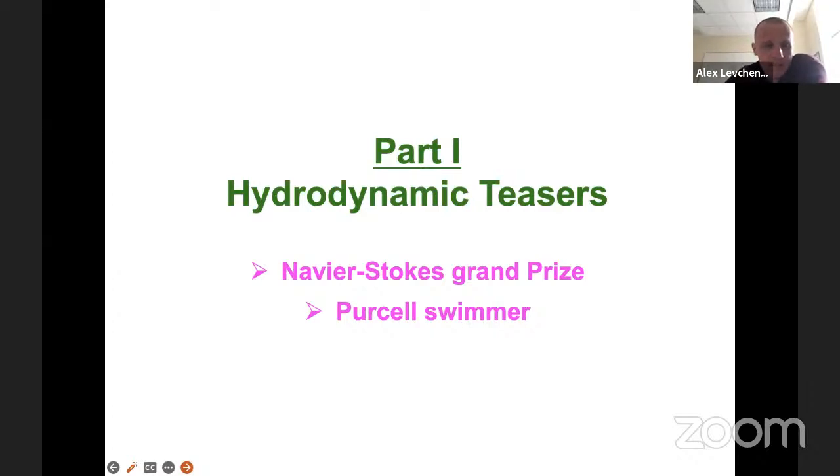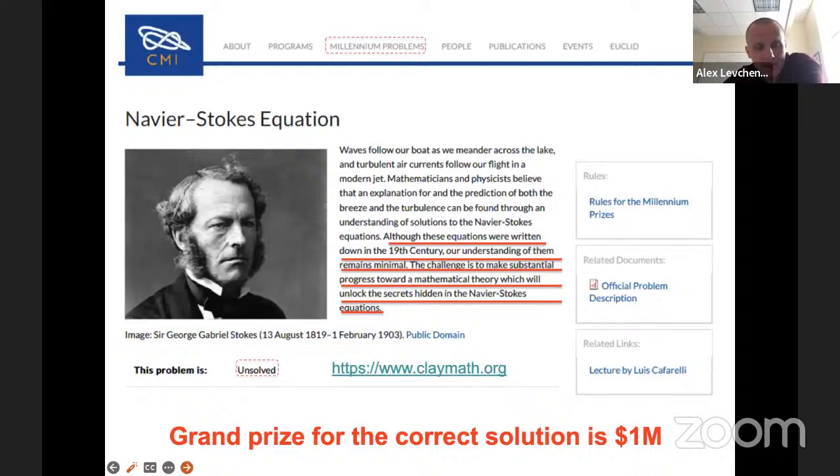So when I speak about these topics to students, I typically start with this slide. This slide gives you a screenshot from the Clay Institute of Mathematics, and specifically the page which is devoted to Millennium Problems. You probably know that these problems give you a grand prize of $1 million if you solve them. And so this problem of Navier-Stokes is currently unsolved, and they say that although Navier-Stokes equations were written down in the 19th century, our understanding of them remains minimal, and the challenge is to make substantial progress towards the mathematical theory which would unlock the secrets hidden in Navier-Stokes equations.